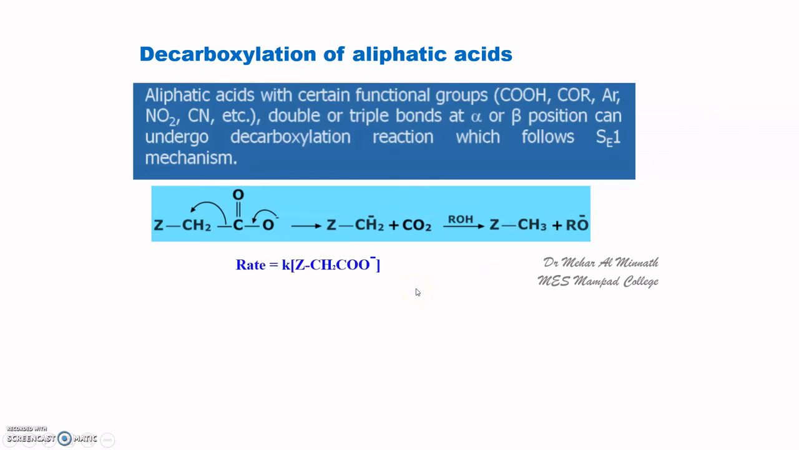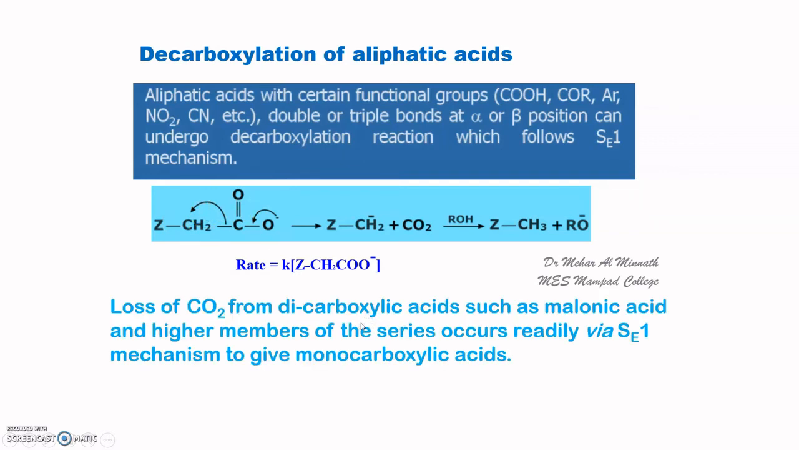So the rate of this reaction depends on this carbanion, on the substrate, on the carboxylate anion or the carboxylic acid. When carbon dioxide is lost from a dicarboxylic acid, malonic acid undergoes this one, and we get monocarboxylic acids of higher order. So this is the decarboxylation of aliphatic acid.